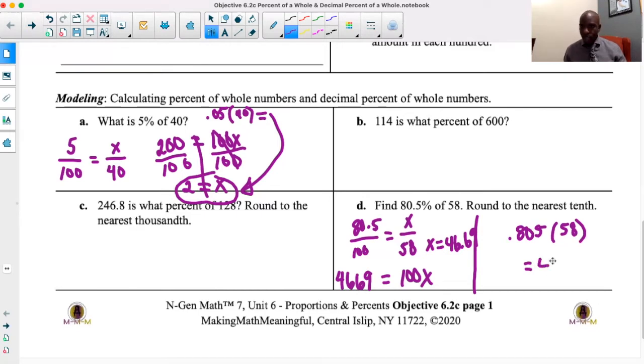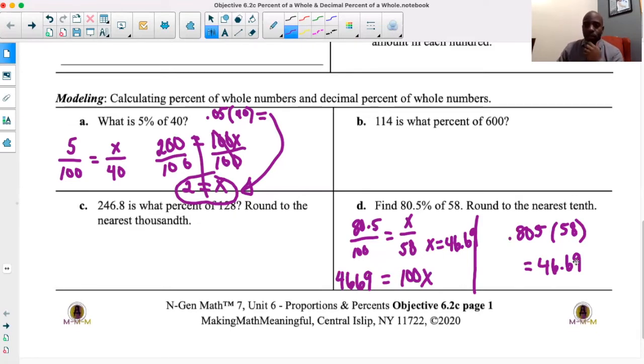Which is 46.69. Okay. Now, once again, you're probably asking, Mr. Whitford, why are we using two different techniques? You can do whatever technique you like, but I want you to recognize here the difference between A and D and B and C.